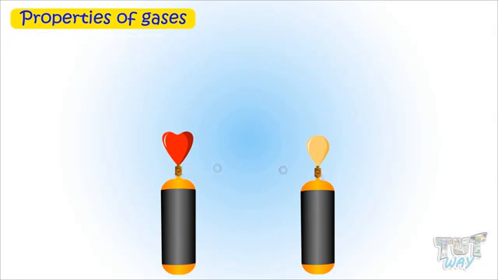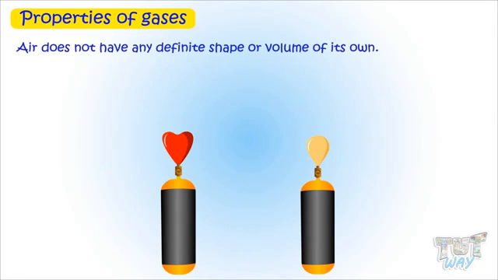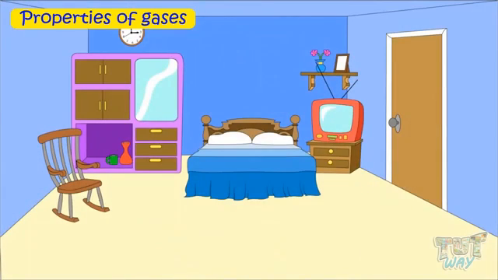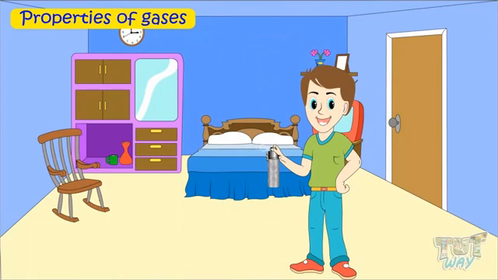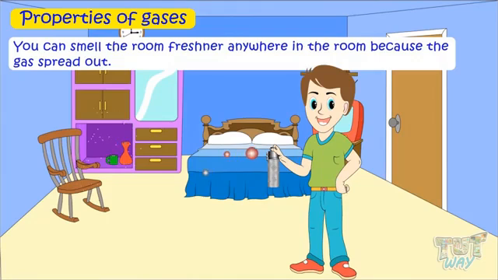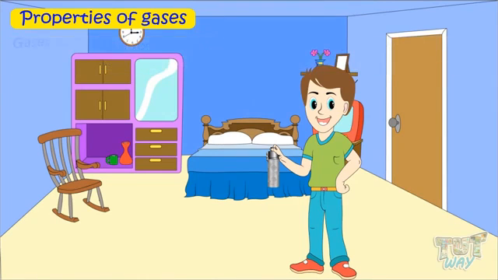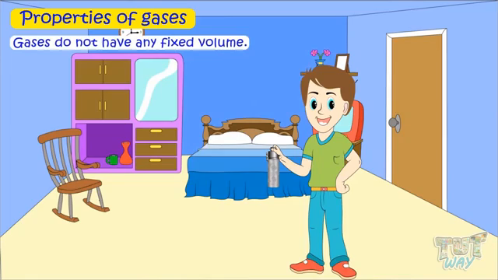So air does not have any definite shape or volume of its own. It takes up the shape of its container and fills the volume of its container. Take a bottle of room freshener and spray it in your room. Now you can smell it anywhere in the room. That is because there was a gas in the bottle of the room freshener that spread out. So, gases do not have any fixed volume.